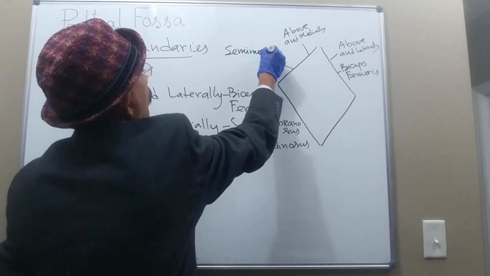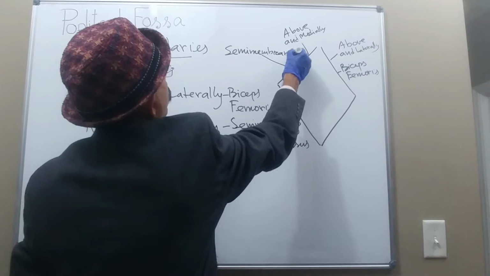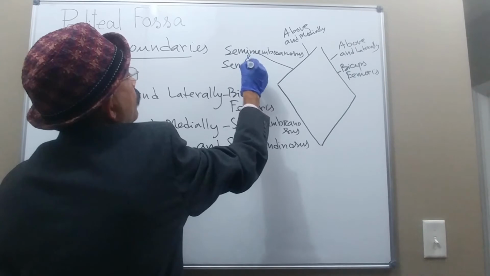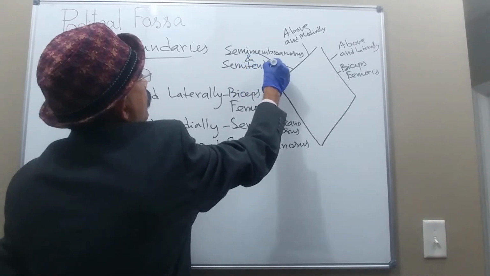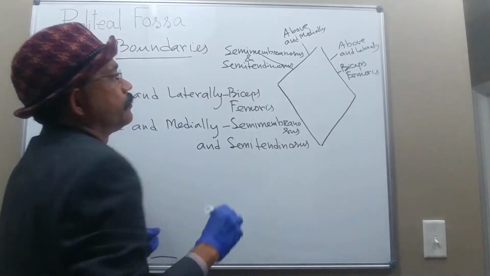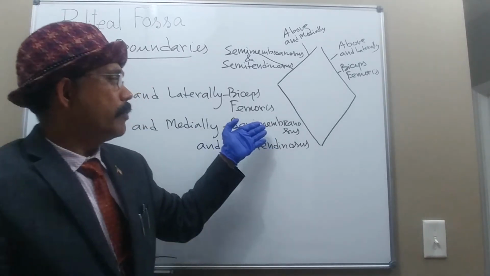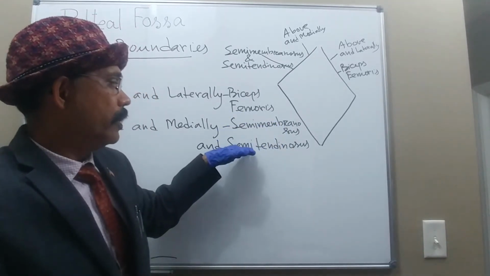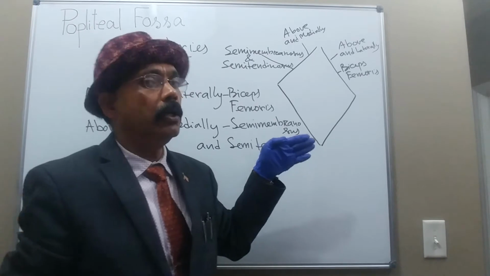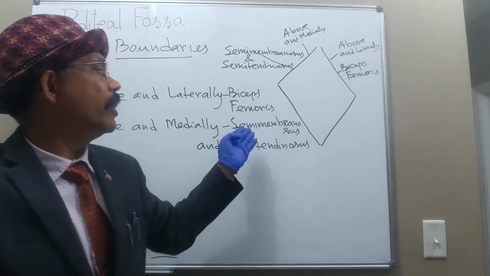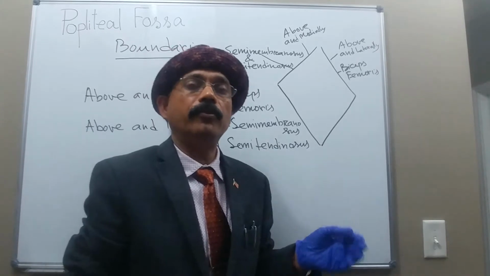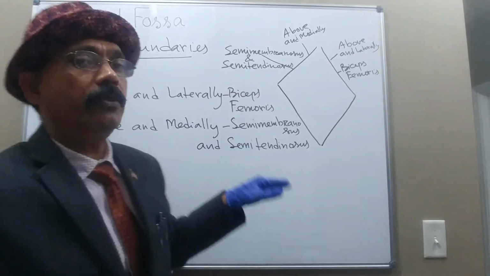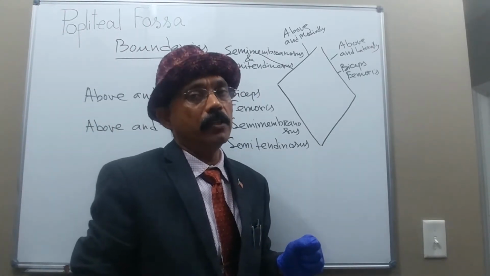Semimembranosus and semitendinosus muscle. Anteriorly the semimembranosus is covered; the semitendinosus passes over the semimembranosus. Its name is semimembranosus because its origin is membranous. Its name is semitendinosus because its insertion is tendinous.